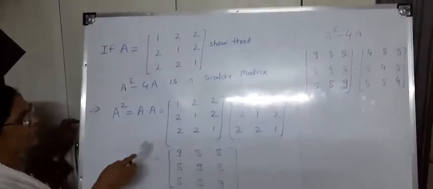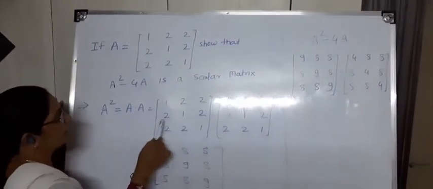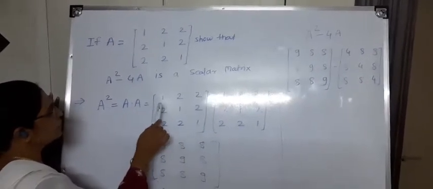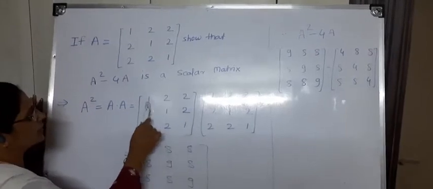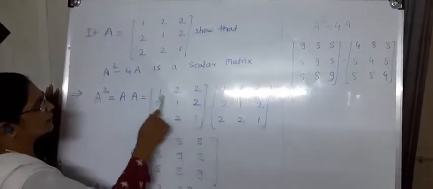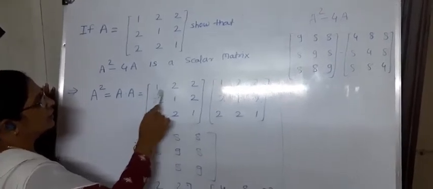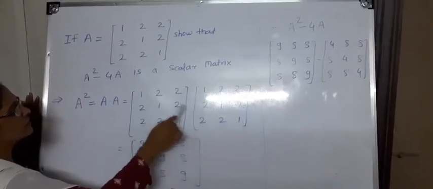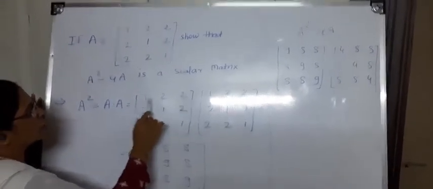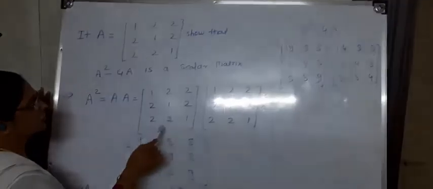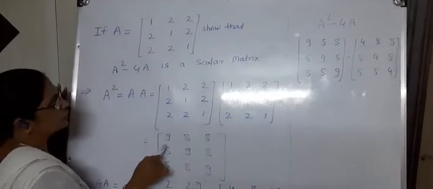Here we have to take the product of A into A. So when we take the product of matrices, consider row of first matrix and column of second matrix. First element: row of first matrix, first column of second matrix. The second element: row of first matrix, second column, then third column. So 1 into 1, 1 plus 4 plus 4, which is equal to 9.